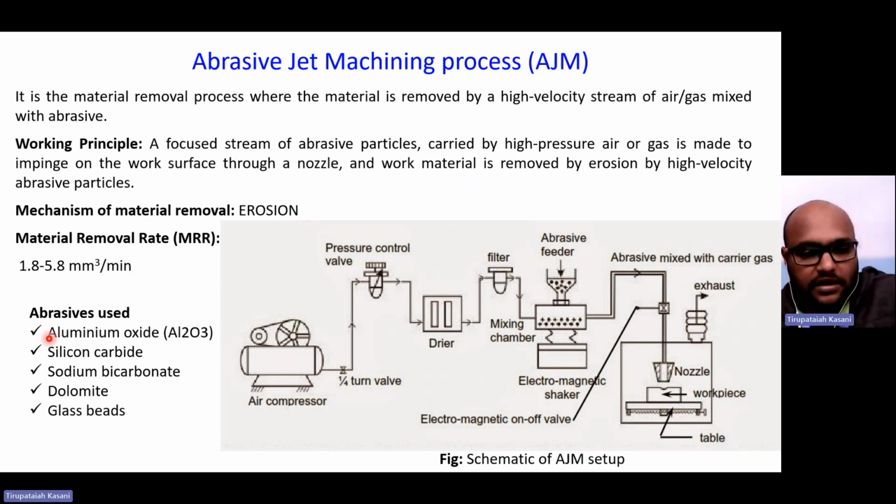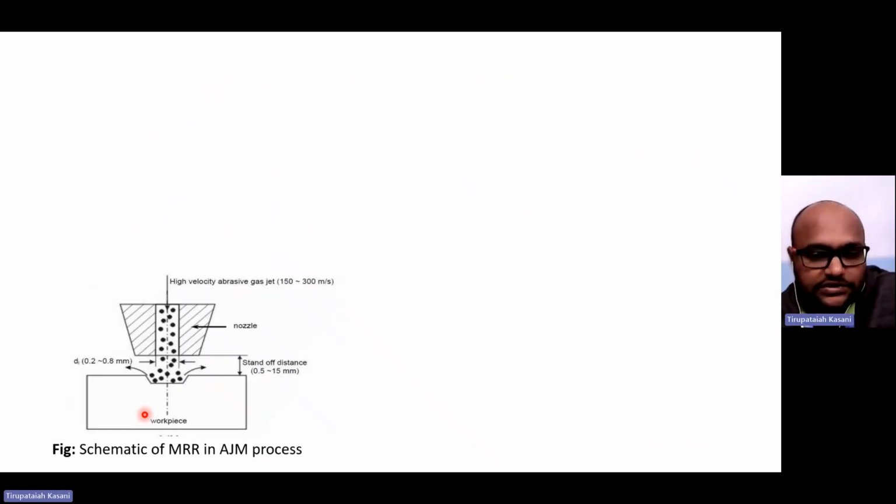Okay, and here are the abrasives. The different types of abrasives that we can use in this AJM process are aluminum oxide Al2O3, silicon carbide, sodium bicarbonate, dolomite, and glass beads. These are a few. There are others. Okay, there are other abrasive particles also used depending upon the material used and depending upon the size of the material used.